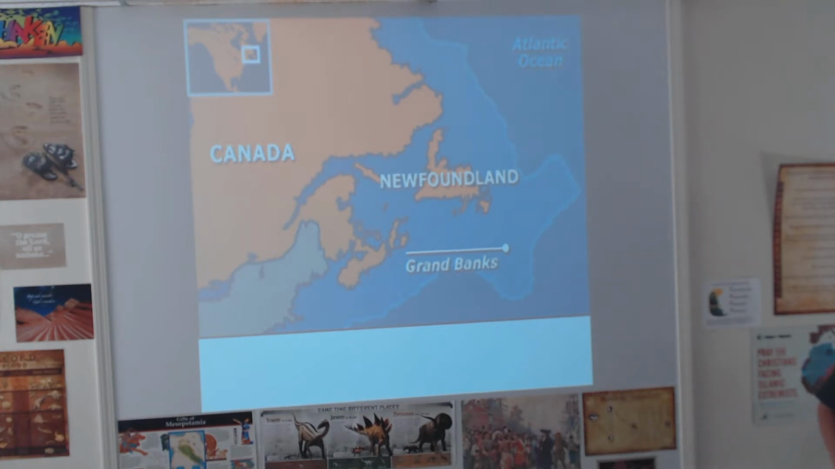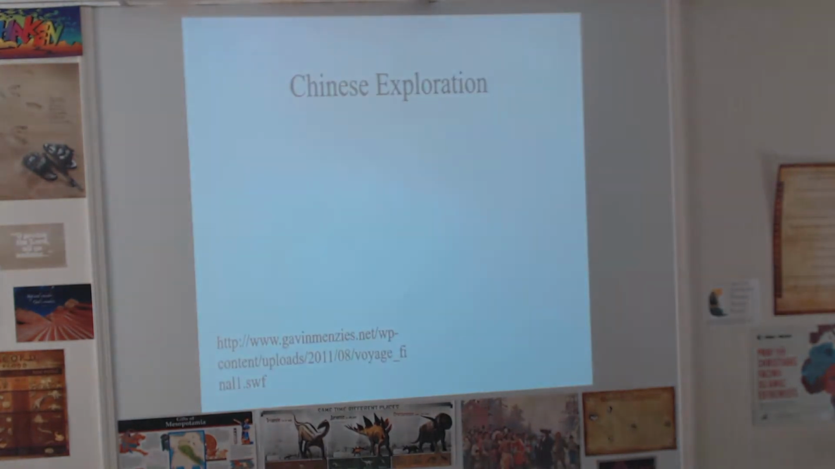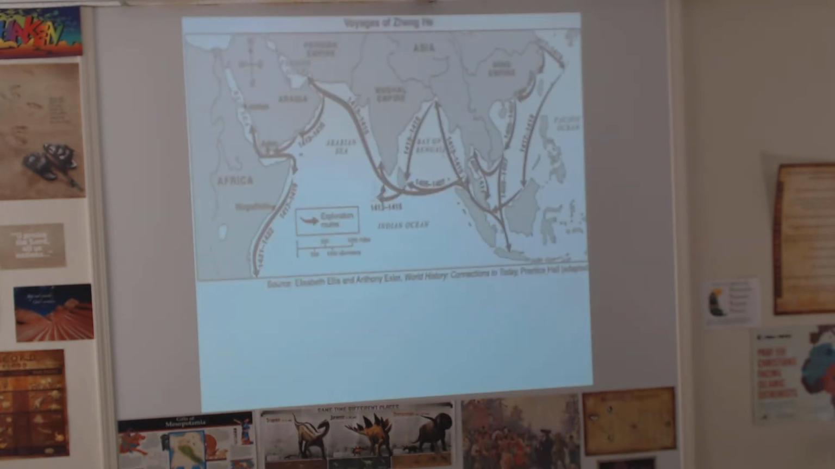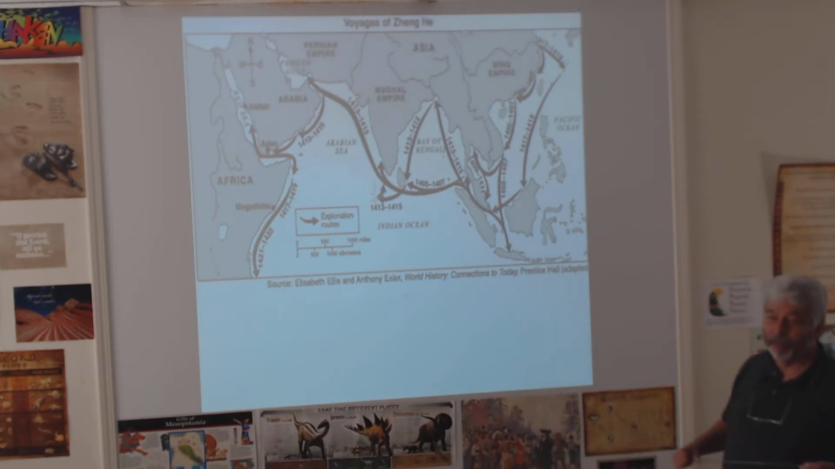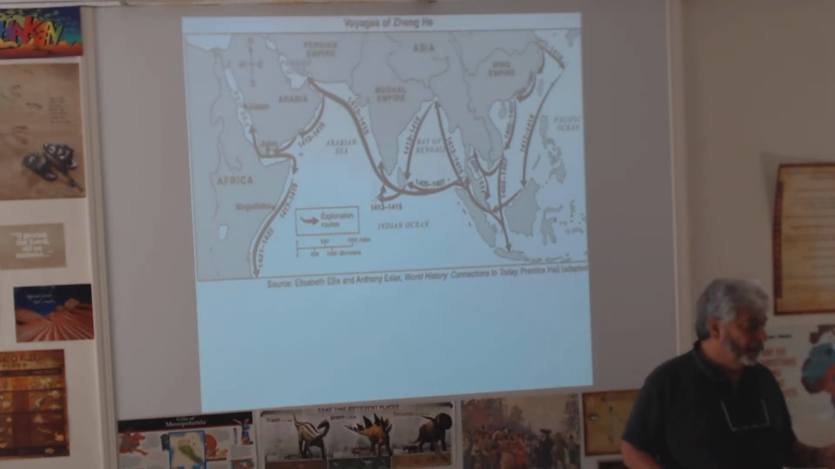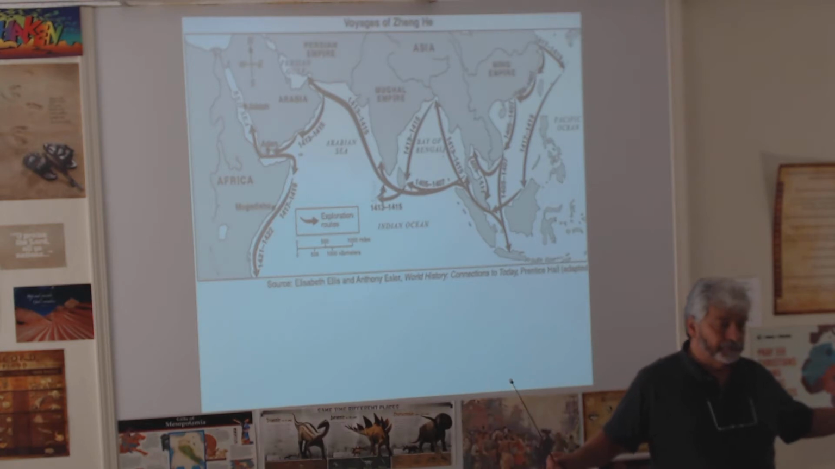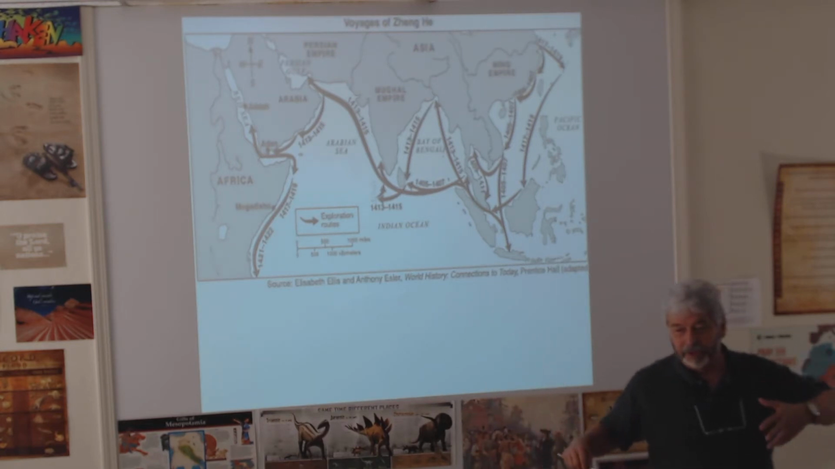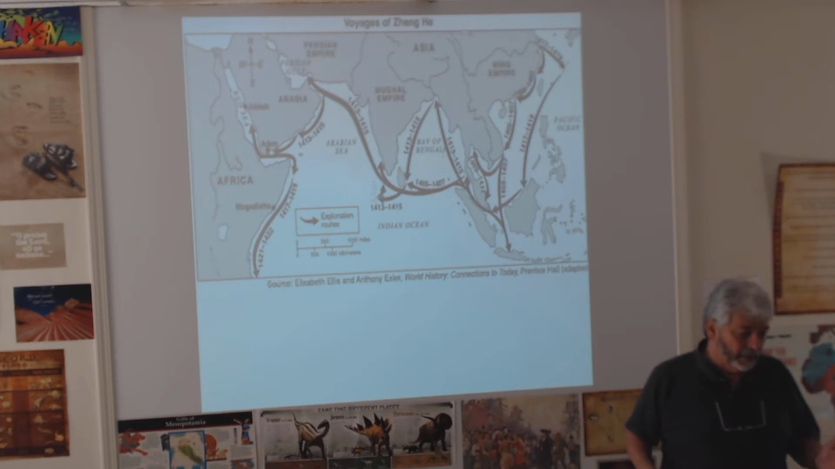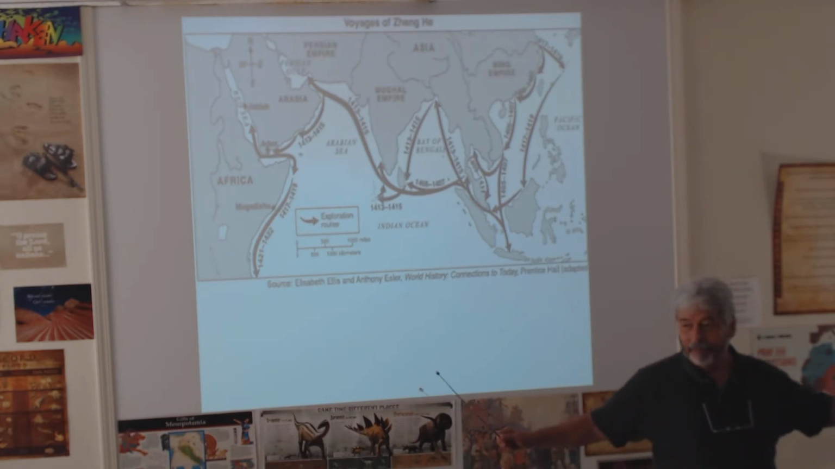Now, there's another part of the world that also knew about America that I just found out about a couple years ago, and that is the Chinese. In 1420 and 21, I think it was, the Chinese had developed a tremendous navy. They had huge ships. Their ships make Columbus's ships and the other Europeans look like little rowboats. They were big. They were massive.